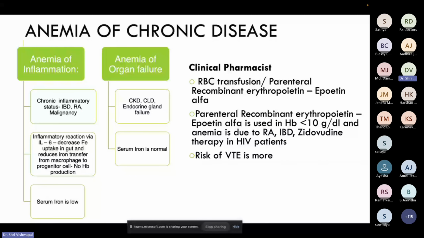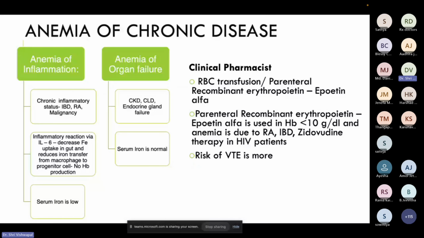I said a CKD patient with organ failures would experience anemia over a very chronic time. So the Hb would have been reduced to 6 or 7. So we have to give an RBC transfusion, or else we could give parenteral recombinant erythropoietin like epoetin or darbepoetin.